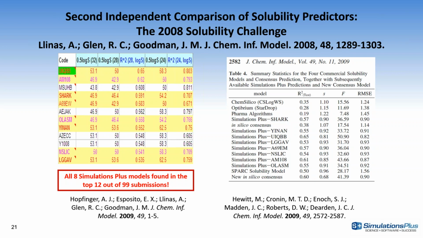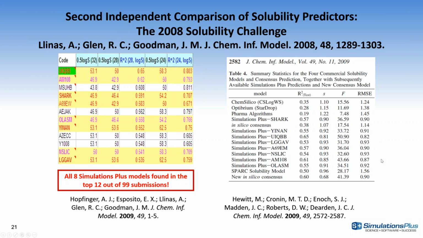In this publication, the authors challenged modelers to produce models of solubility, and we submitted 8 models from Simulations Plus. There were a total of 99 submissions, and our 8 models came in the top 12. These 12 are listed here, though not in any particular order. You'll see that Chem Silico is listed first here with an R squared of 0.35. Well, you see that a lot of our models outperform that and also have lower RMSEs.